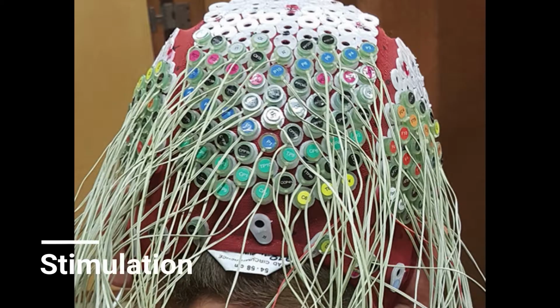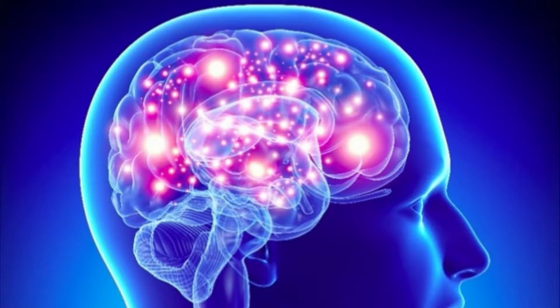The third main method psychologists use is stimulation, which involves delivering an electric shock to certain parts of the brain in order to see what is affected. For example, if an area is shocked and the subject feels a sensation in their leg, then scientists can determine that that area of the brain controls feeling in the leg.